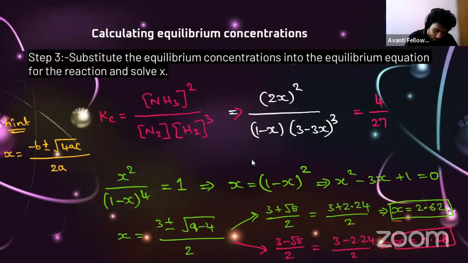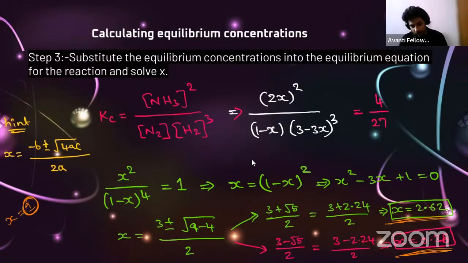So if you see in both cases, you know what the initial concentration of nitrogen is? It is 1. Now, can the product be more than 1? No, the product cannot be more than 1. So here we'll be neglecting x = 2.62 and going with x = 0.38, as the amount of product cannot be more than the amount of reactant. If 1 mole of reactant is there, I can get only 1 mole of product, right? If 1 mole of reactant is there in the equilibrium equation, it is giving 1 mole of product.